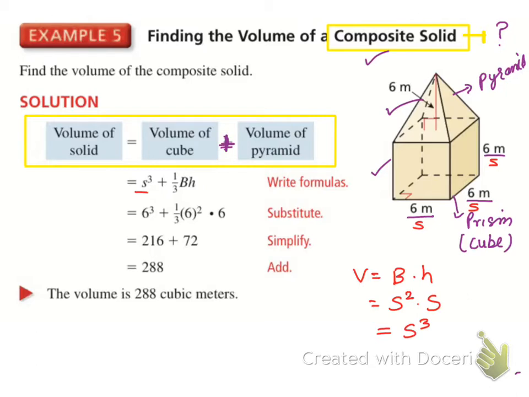Then the volume of the pyramid is one third base area times height. For this pyramid, you can see that's the base, and this is 6 and this is 6, so that's going to be 6 squared, and the height is again 6, all over 3. So that's the expression. When you simplify, you get 288. It's about volume, and the unit is meters, so it's 288 cubic meters.